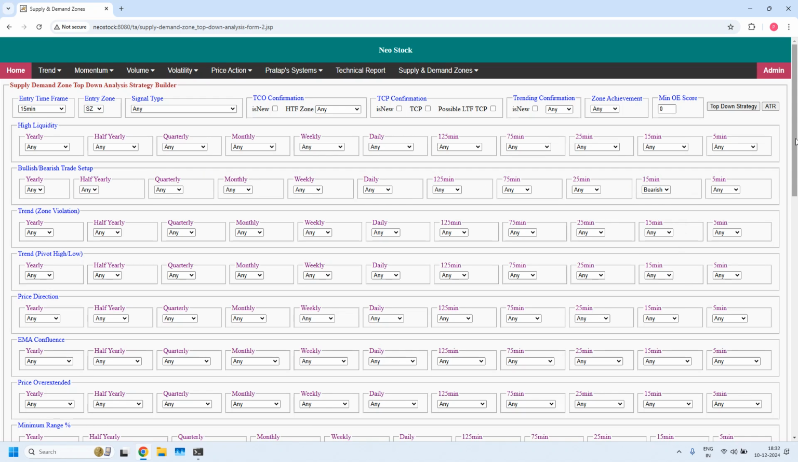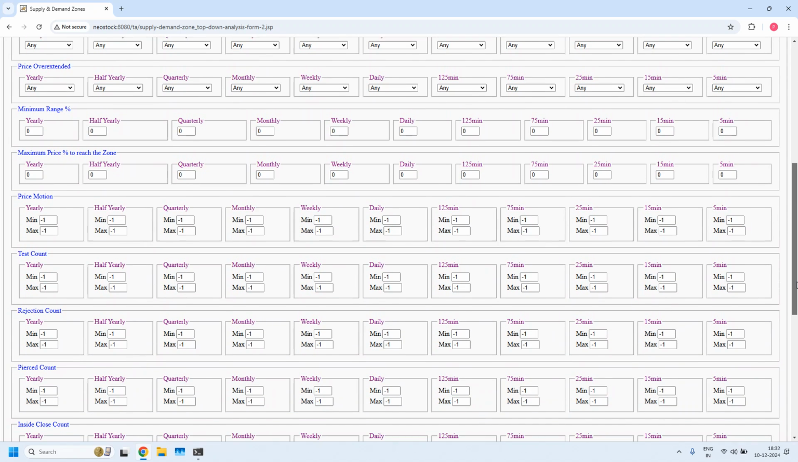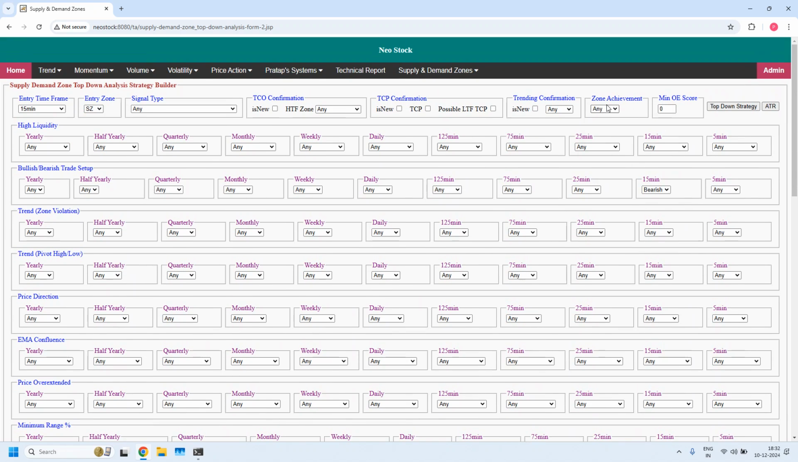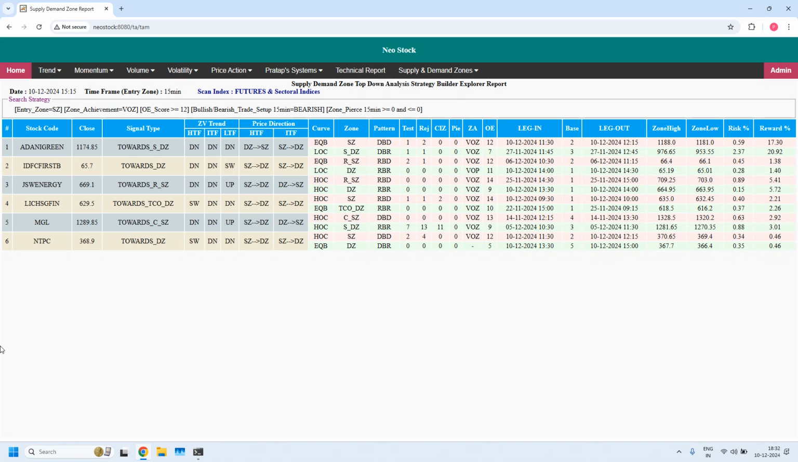These 15 minute supply zones should not be pierced. So in the pierced count at 15 minutes time frame, I am setting minimum value 0, maximum value 0. Zone achievement should be violated opposing zone. Minimum odd enhanced score should be greater than or equals to 12. All the 3 filters are applied to 15 minute supply zone. Let's verify now. We got 6 stocks.